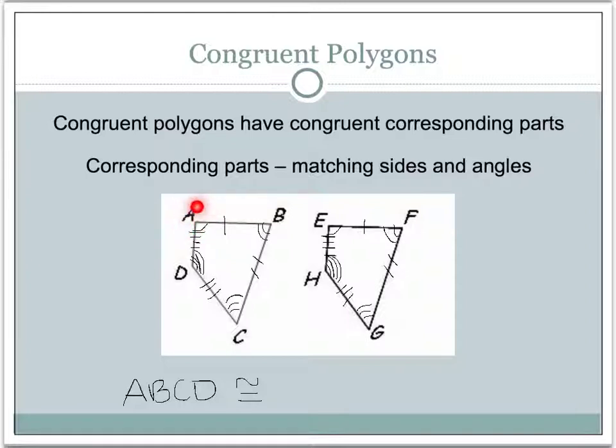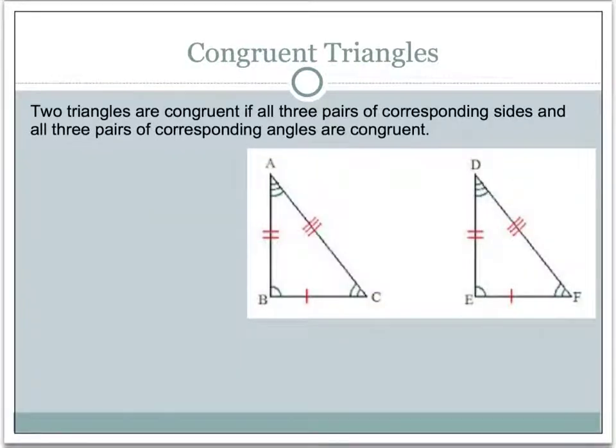Since A corresponds to E, we have to go E first. Then we went from A to B, so we have to go from E to F, and then we have to continue in that same order. It's very important that you write those in the right order because it's corresponding sides and corresponding angles. So there we go. Now we know that polygon ABCD is congruent to polygon EFGH.